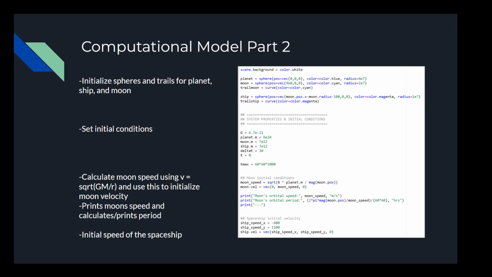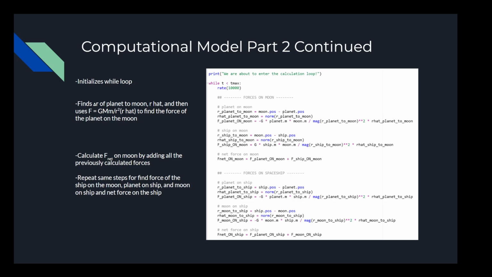So for part 2, this first part of the code initializes the spheres and trails for the planet, ship, and moon, and then sets some of the initial conditions like planet mass, moon mass, and the gravitational constant. And we calculate the moon speed using v equals the square root of GM over r, and we use this to initialize the moon velocity, and then we print the moon speed and calculate and print the period.